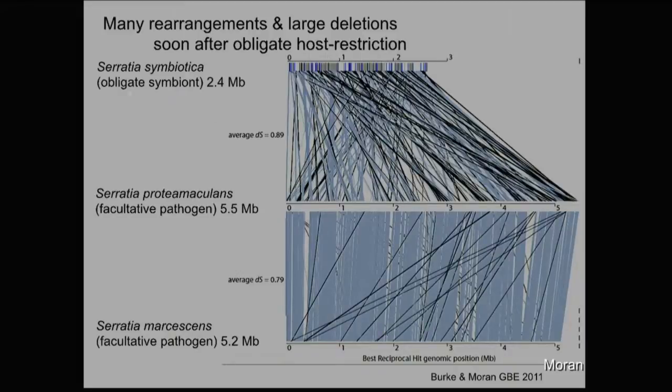Here's a comparison of the Serratia symbiotica to two free-living Serratia. They're all about the same distance apart in terms of sequence divergence of orthologous genes, but this symbiotic one has a massive number of genome rearrangements. It's got a lot of insertion sequences, transposable elements, and repetitive sequence, lots of rearrangements, and it clearly has had many large deletions, possibly mediated by recombination between these insertion sequences, which take off and explode in these kinds of genomes.